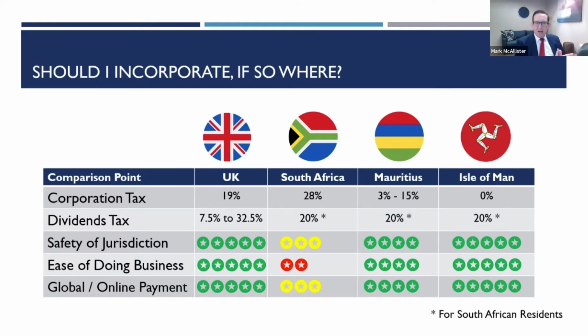So the facts are, corporation tax, what's taxed within that company, and then the dividends tax, the amount you pay to get it out as a dividend, are different between the UK and South Africa. So someone might set up a UK company and think, oh, I'm going to pay 19% corporation tax and a 7.5% dividends tax rate with £2,000 of allowance. But in South Africa, it's 28 and 20.